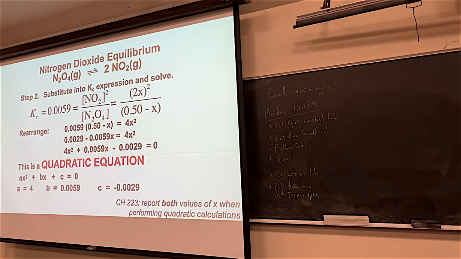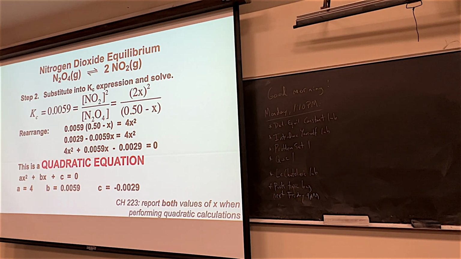Quadratics have two answers to them, and it's really important that if you do the quadratic formula with the solve function or without, make sure that you write both of your values down. All right, don't just give me the value that's actually going to be needed. That way I know that you've done the quadratic.